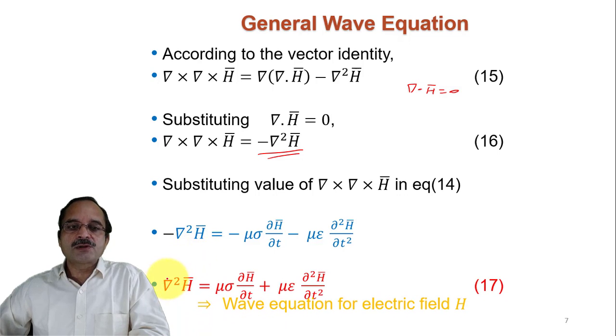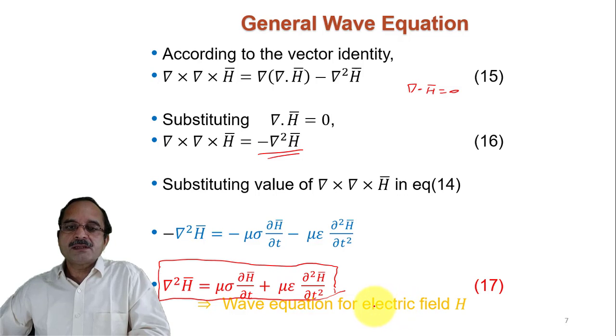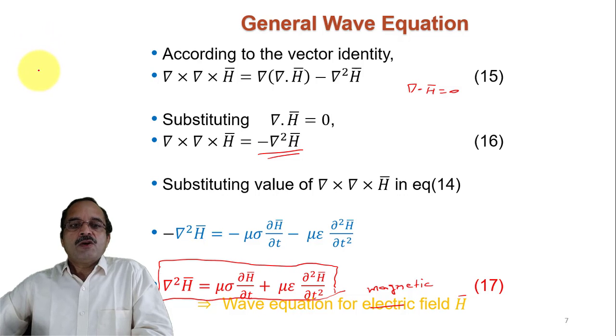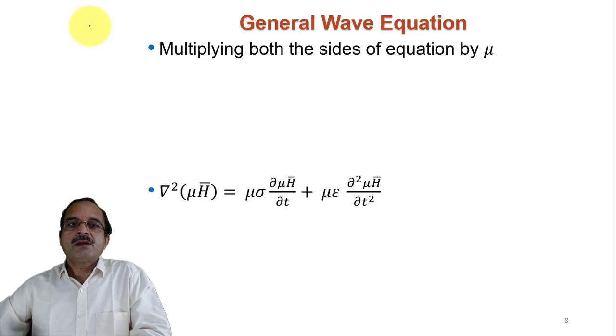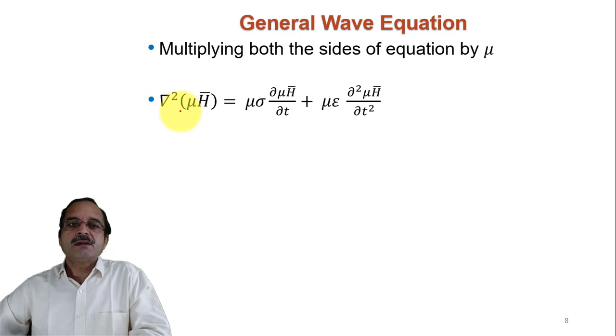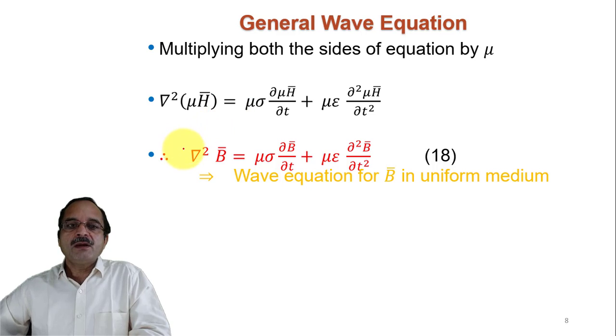adjusting the negative sign on both sides, we get del square H equal to mu sigma dH by dt plus mu epsilon d2H by dt square. So this is the wave equation for magnetic field H. Now by substituting B equal to mu H, we will get the equation for B, magnetic flux density. So multiplying by mu on both sides, this becomes mu H. Now substituting mu H equal to B, we get the wave equation for B.